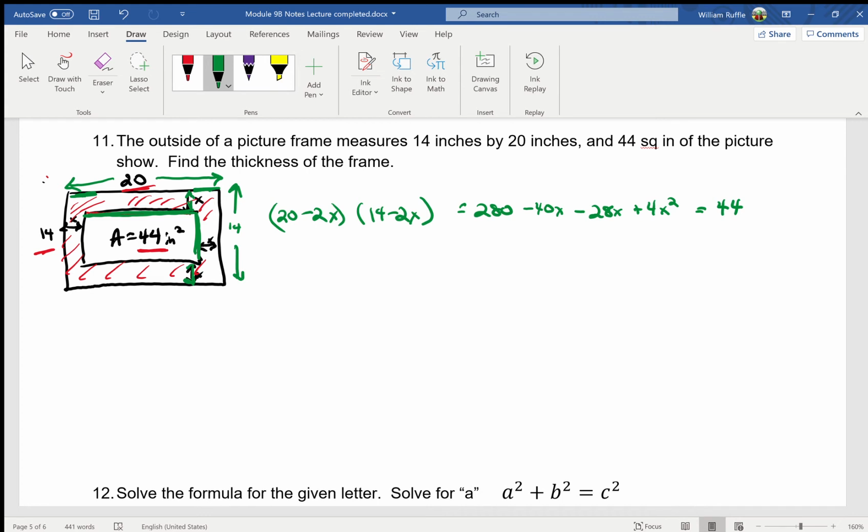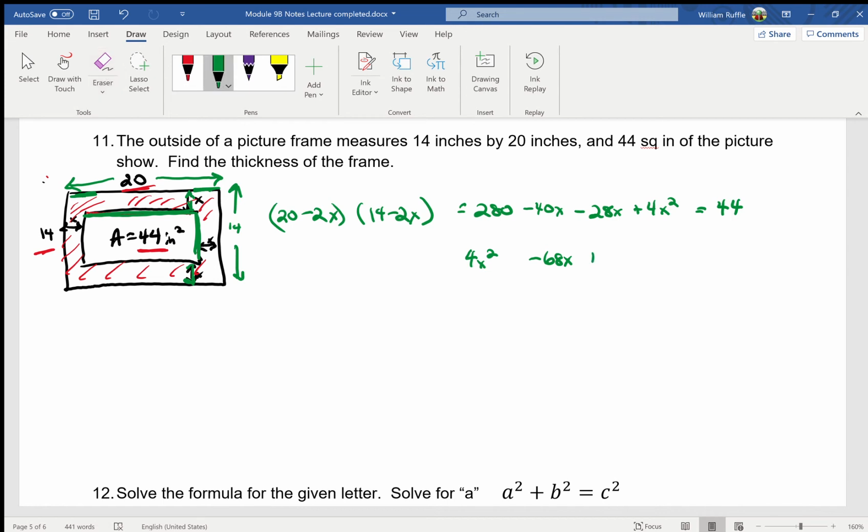Now clearly the 4x squared is not going anywhere. So I'm going to write the 4x squared out first. Minus 40x, that's minus 68x. And I wrote an extra minus sign.